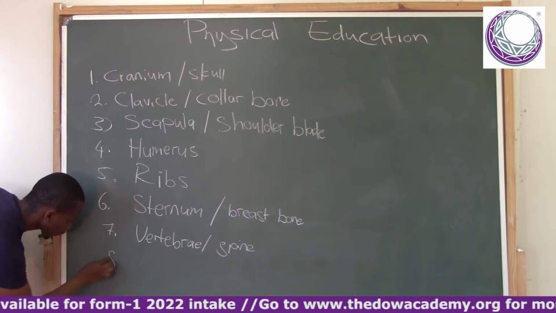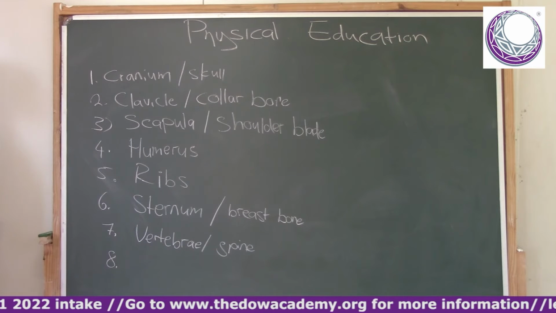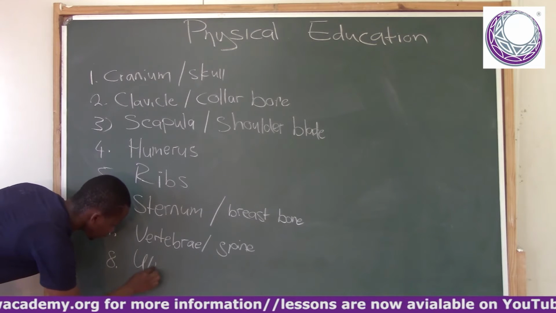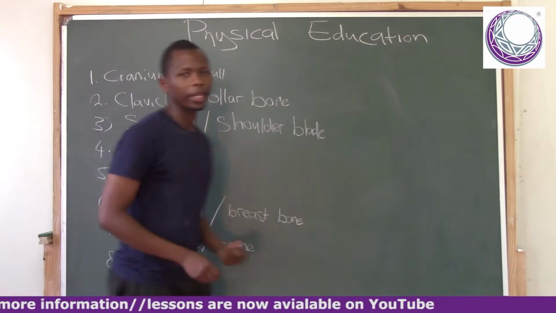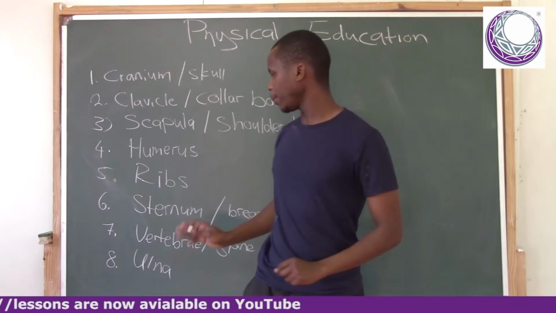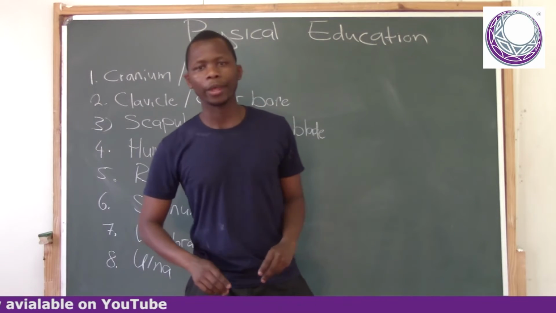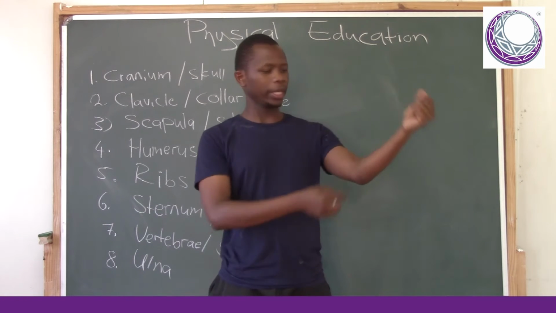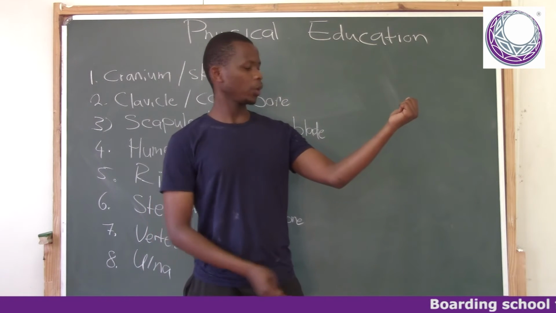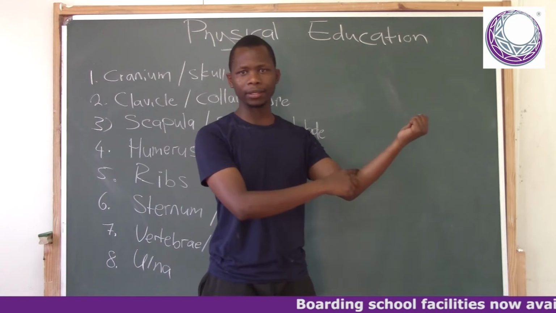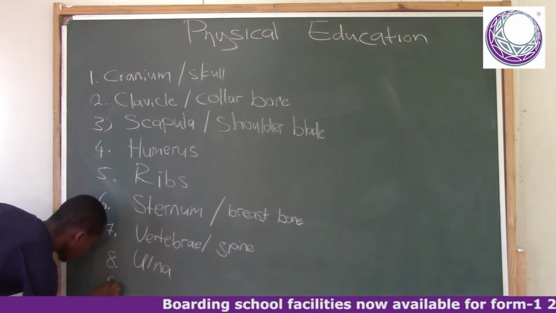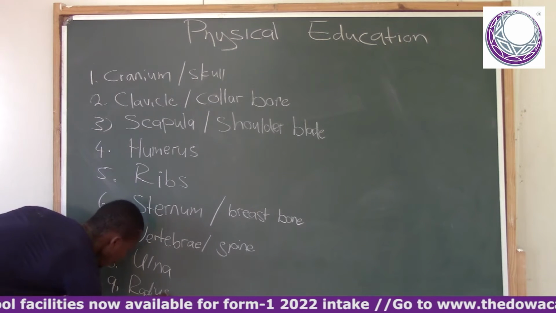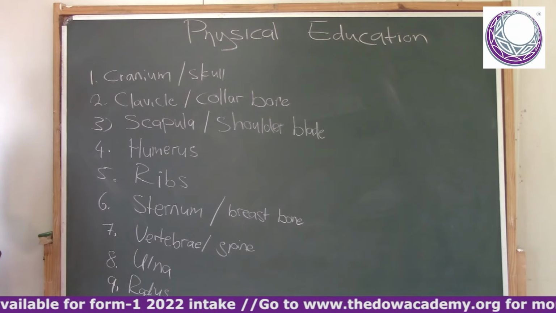Moving on to the other bone, number 8, we have the ulna. I was not giving a list in any particular order, it was random. The ulna is in our arm, in the lower arm. In our lower arm we have two bones: the ulna and the radius. Let me write number 9 here, being the radius.